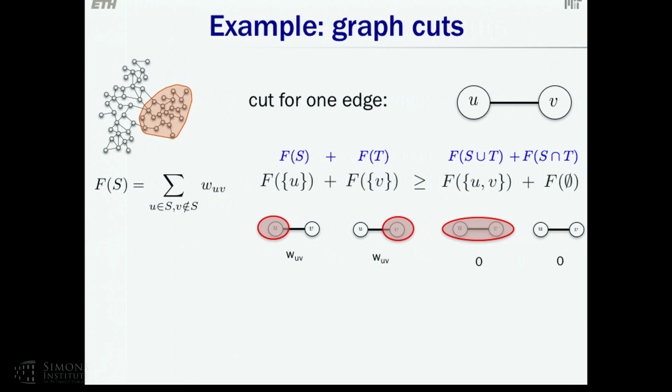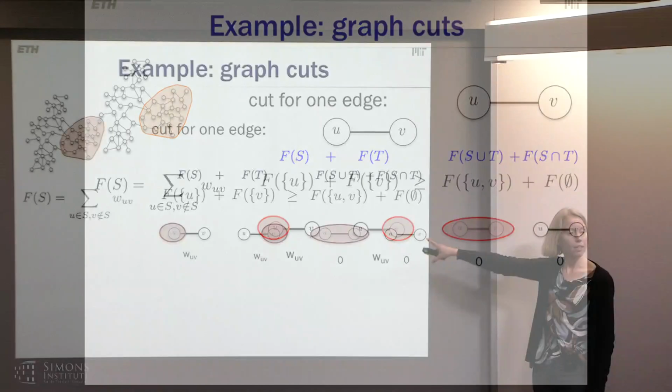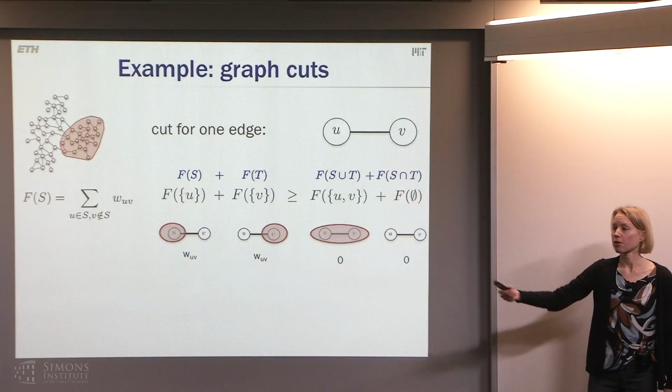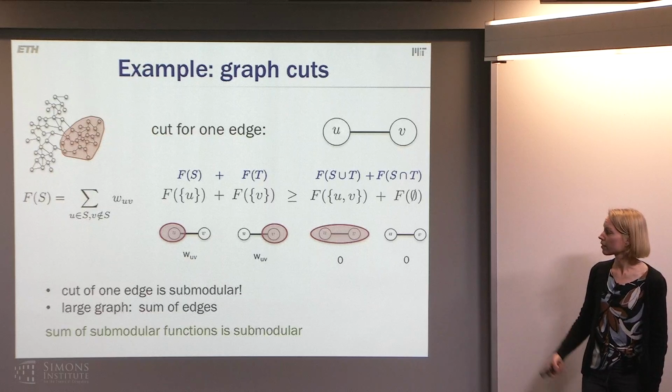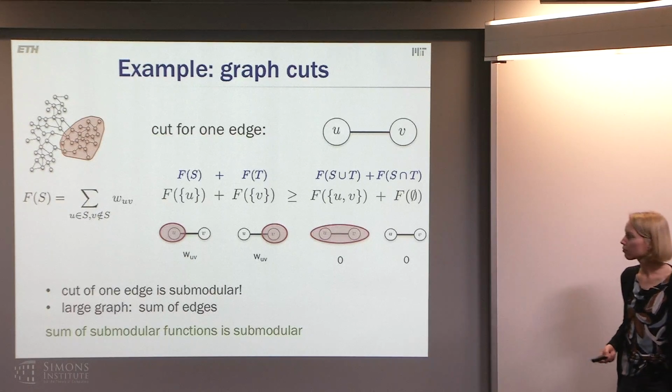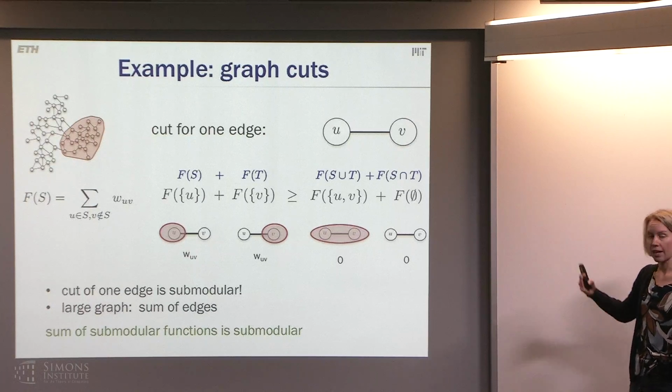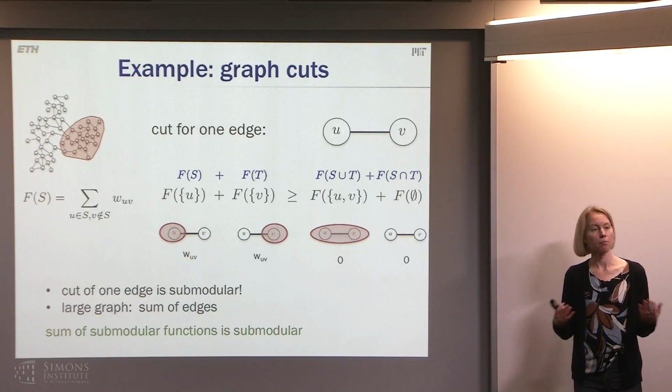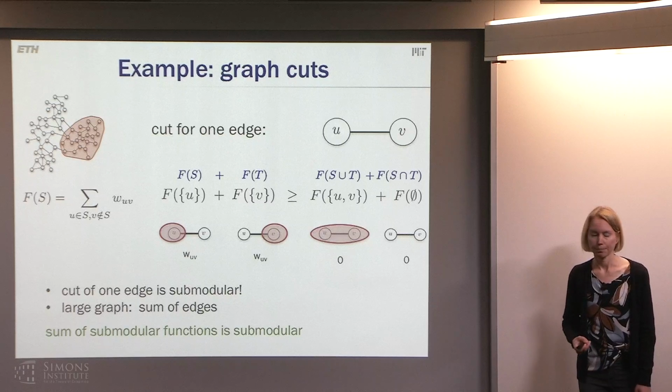Now our big graph is, of course, a bit larger. But if you think about the big graph, it is actually just a sum of functions like this. And the sum of submodular functions is also a submodular function. Hence, I have proved that the graph cut is a submodular function. So the minimum cut problem is actually a very specific case of a submodular minimization problem.